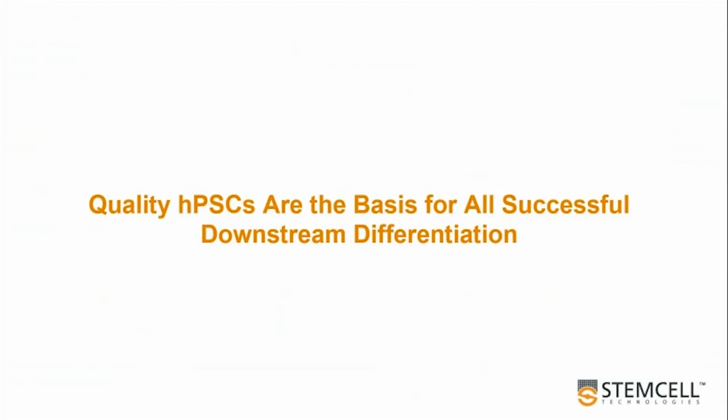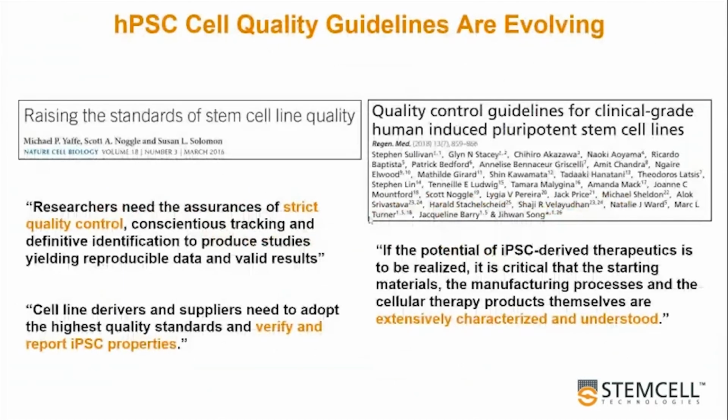If you'd like to begin your journey to use PSC-derived cells in your lab, you need to make sure you are starting off right. Taking the time to perfect your cell culture technique and ensuring you have high quality PSCs is critical to the success of all your downstream applications. The foundation for any successful differentiation is the quality of your starting material. But what are the guidelines for PSC culture quality?